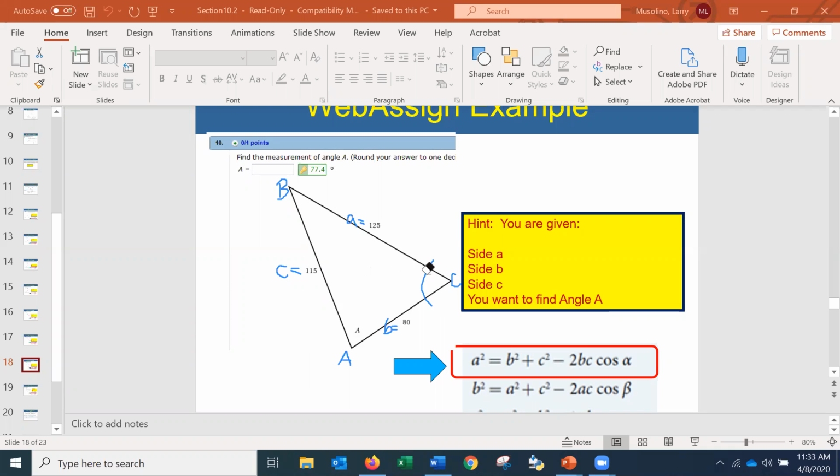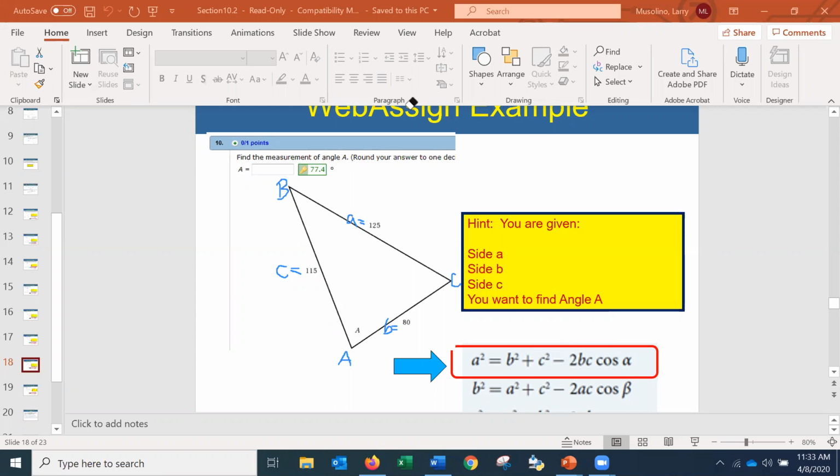Okay. So if I was to try to use law of sines for this problem, you would see it would not be possible to use law of sines because I wouldn't have enough information to write an equation using law of sines. So instead, I'm going to use law of cosines. But I'm noticing I want to find angle A.